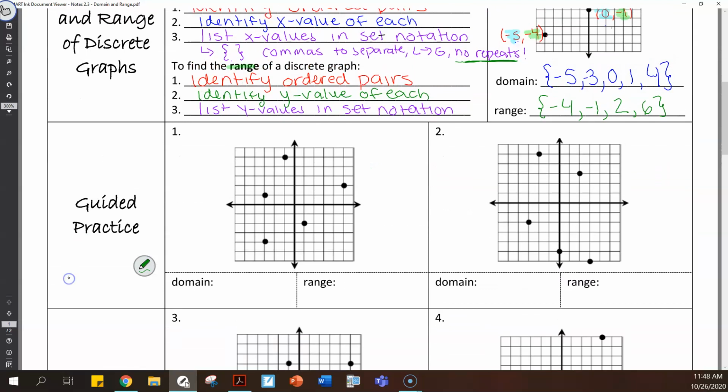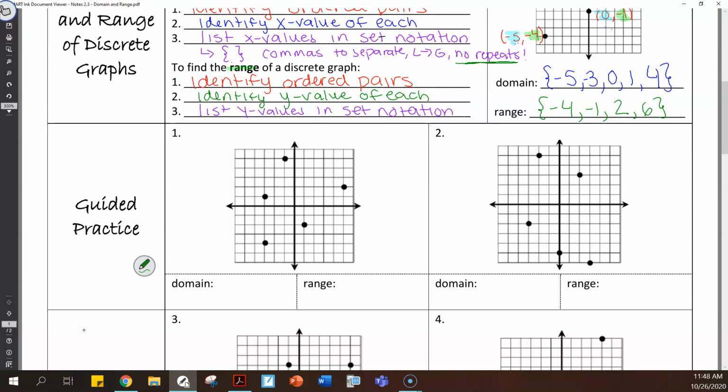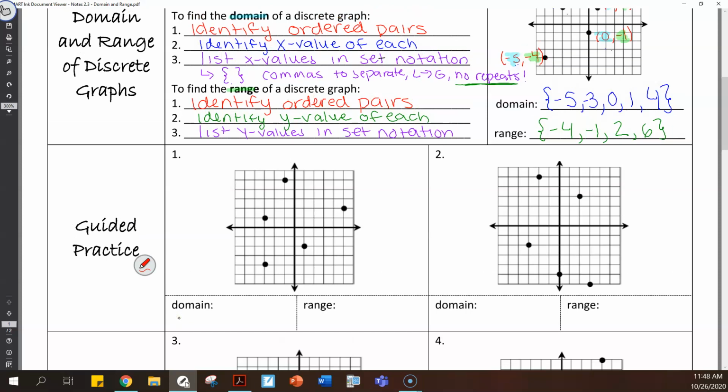So let's try these. I'm going to show you 1 and 2, and then I'm going to give you an opportunity to try 3 and 4. So remember, my first step is to identify the ordered pairs that go with each point. So for this point right here, I'm going to go 1, 2, 3 to the left. So -3 is my x value. Then I'm going to go 1, 2, 3, 4 down. So -3, -4 is my point. For this point, I'm going to go 1, 2, 3 to the left. So -3 is my x value. Then I'm going to go 1 up. So 1 is my y value. It's positive because I'm moving up.